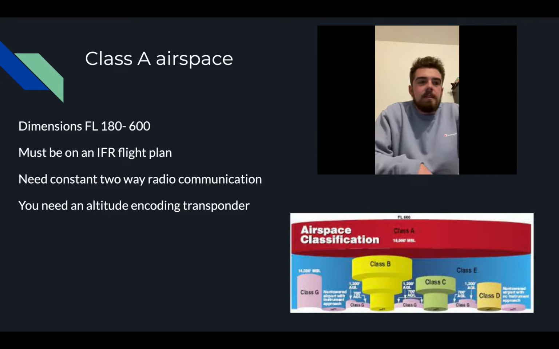Class A airspace starts from flight level 180 all the way up to flight level 600. You must be on an IFR flight plan to fly anywhere in that airspace. You must also have two-way radio communication between ATC and the pilot, and an altitude encoding transponder. I see from the picture right here, it's like a whole blanket all around the airspace, 1800 all the way up.